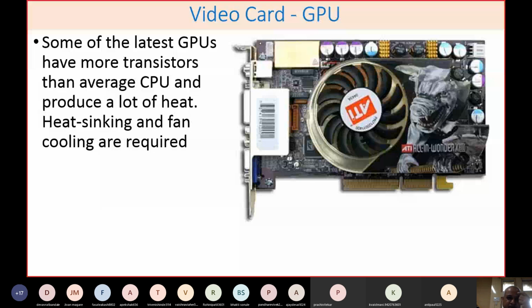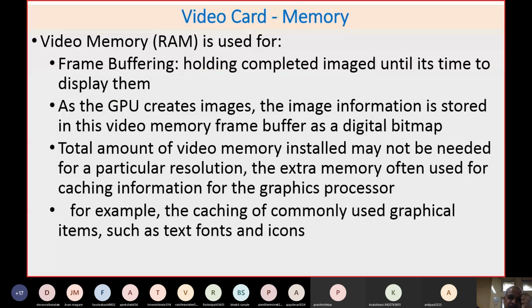Then video card memory, that is video memory. Normally we say VRAM. It is used for frame buffering. When we say frame buffer, it actually holds the completed image until it's time to display it. That means images are displayed onto the monitor one after another. So whichever is currently being displayed, the next image to be displayed has to be ready, and that is actually being held in what is called the frame buffer.